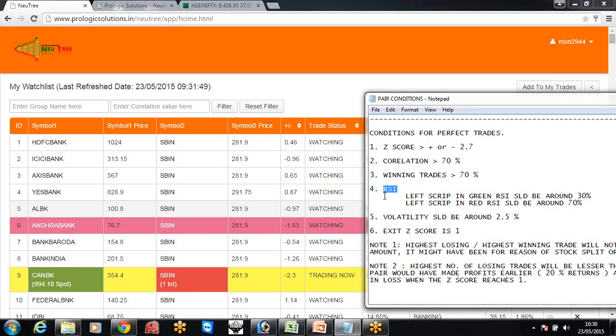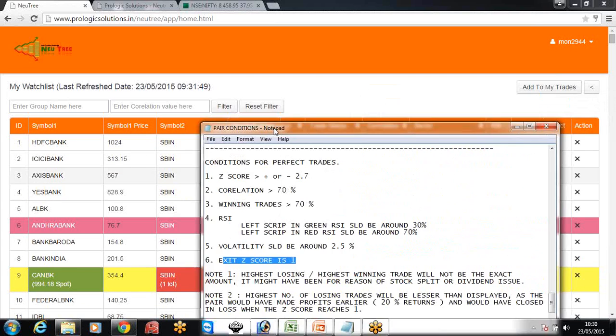Now we'll come to RSI, Relative Strength Index, and volatility. And the exit score. Exit score, that is the Z score. This particular thing should become 1, then only we'll exit. So this 0.46, 0.96, 0.65, all these trades have already exited. That is the reason why you are getting.